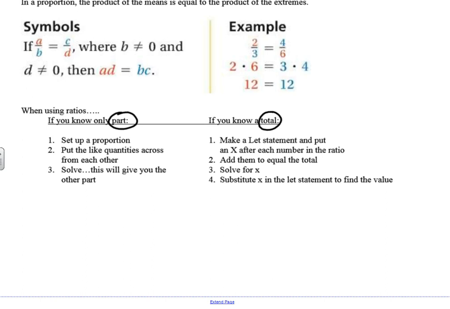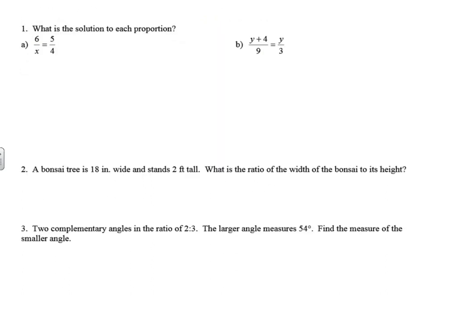If I were to summarize, what method are we going to use? When we know a part, we're going to use a proportion. When we know the total, we're going to use an equation. There's more to that, but that's just a short summary. Let's look at an example.